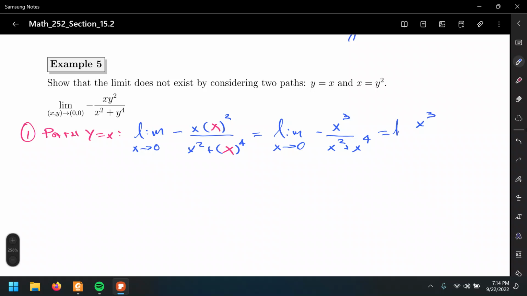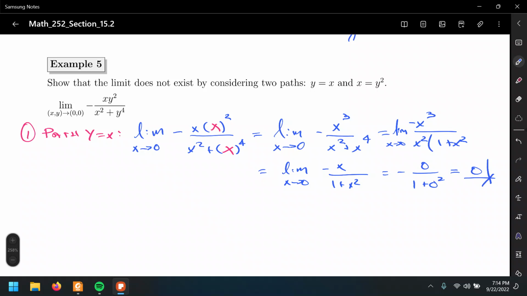x cubed, and that's x squared over 1 plus x squared. x approaches 0, and well, limit negative x over 1 plus x squared as x approaches 0, so that's negative 0 over 1 plus 0 squared, that's 0. So that's the result going through the path y equals x.